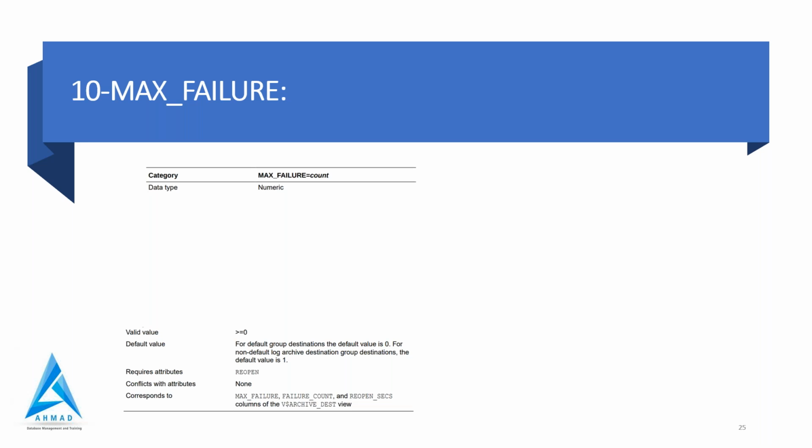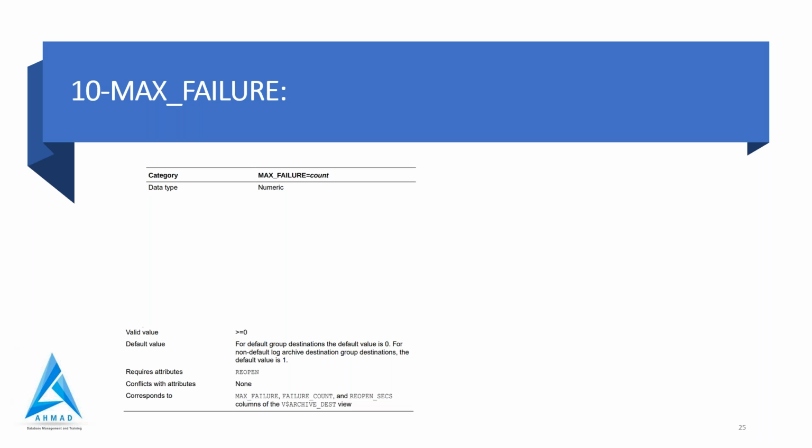It is checked periodically depending on the value specified for the reopen attribute. And for default destinations in log archive groups, those redo destinations that do not use the new group and priority attributes, the behavior of the max failure attribute is the same as it is in 12c Release 1. So what is 12c Release 1? In 12c Release 1, when you specify the max failure attribute, you must also set the reopen attribute. Reopen means how it will try the connection again.